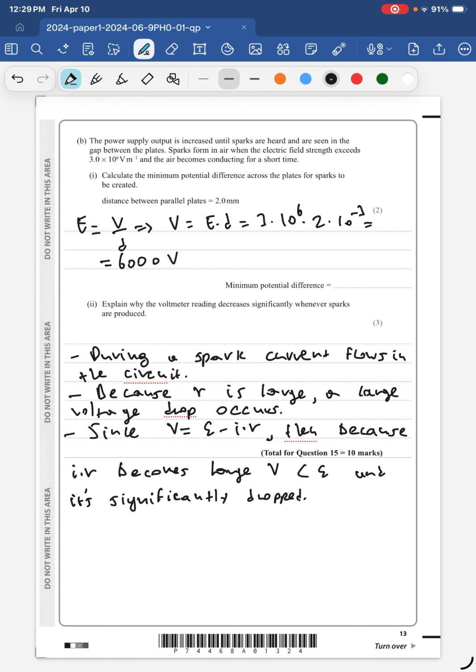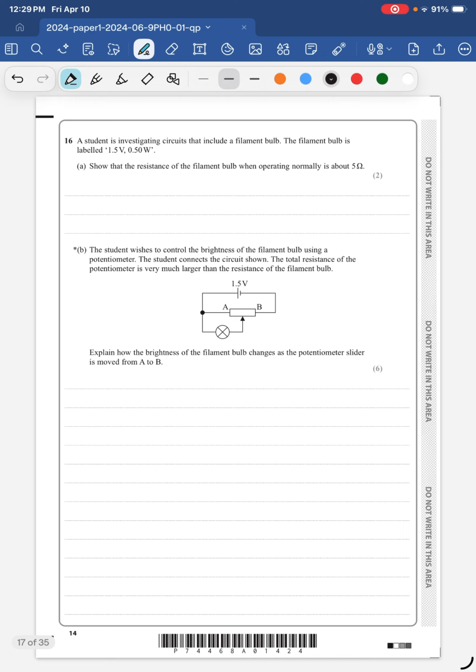So this was question 15, and we are ready to start with question 16. A student is investigating circuits that include a filament bulb. The filament bulb is labeled 1.5 volts, 0.5 watts. Show that the resistance of the filament bulb when operating normally is about 5 ohms.